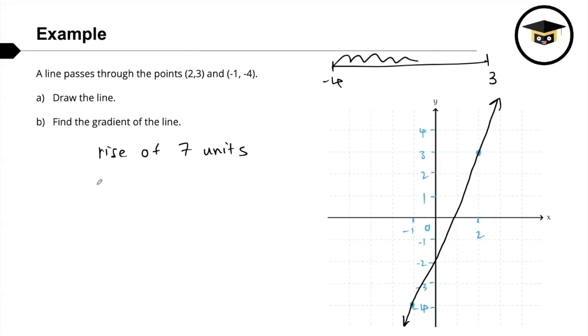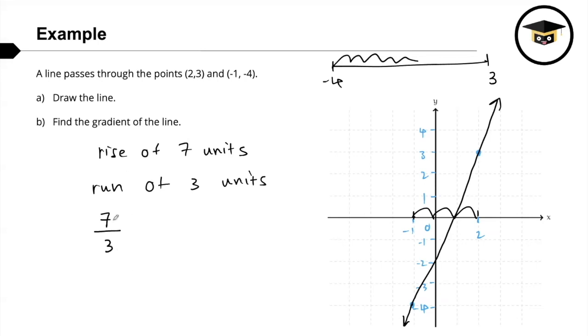And for our run, we start off at -1 and we're hopping over to 2. So that's 1, 2, 3 units. So a run of 3 units. Make sure you understand that when we're going to the right, it's positive, and when we're going up, it's going to be positive. So if I was to say from 2 to -1, that would be going left, so that would be -3 units. But for now, we've got a rise of 7 units, run of 3 units. So if you plug it into rise over run, that's going to give us 7 over 3.